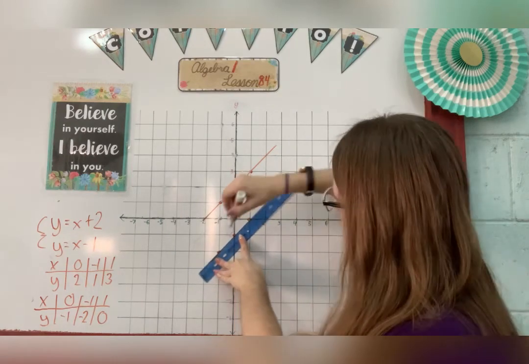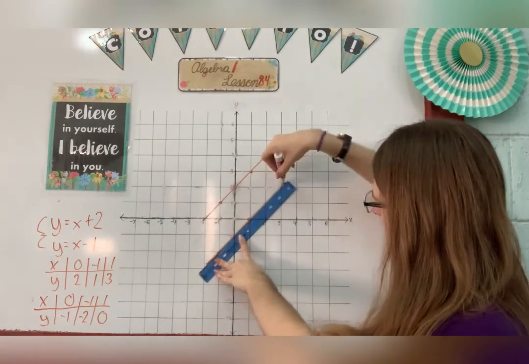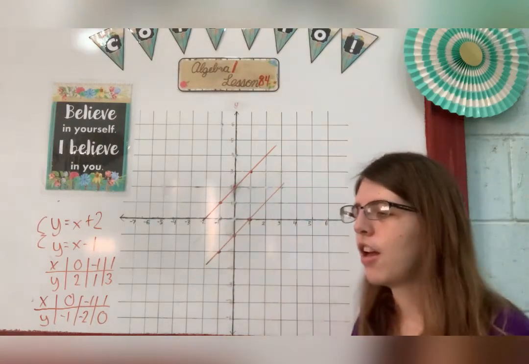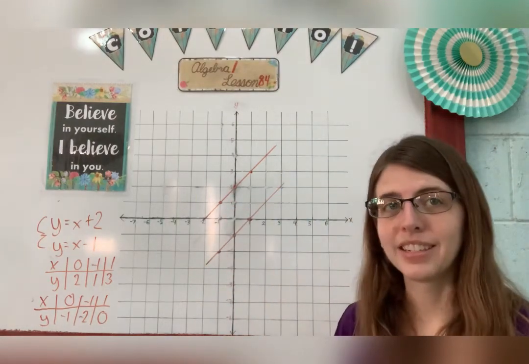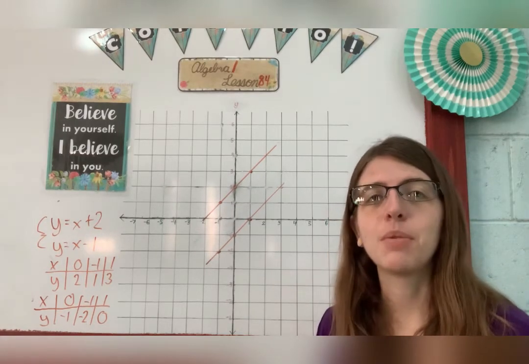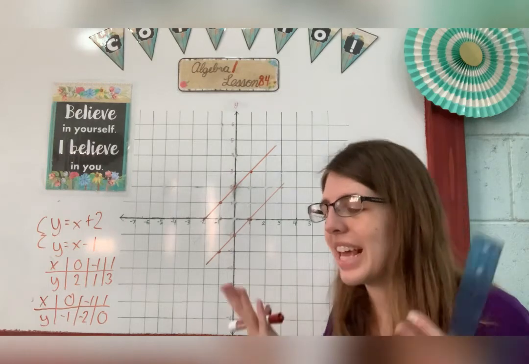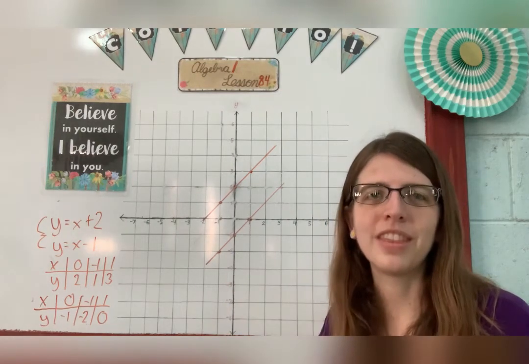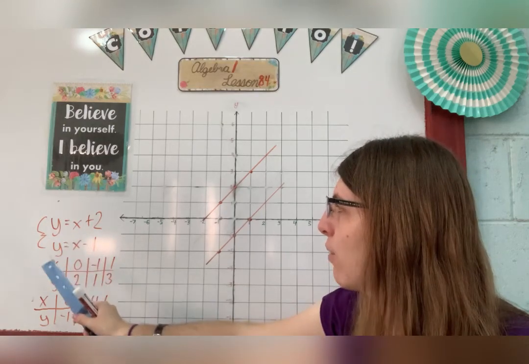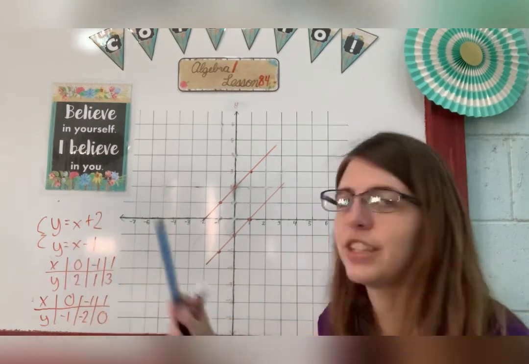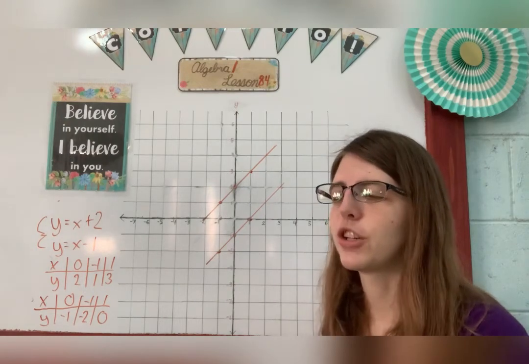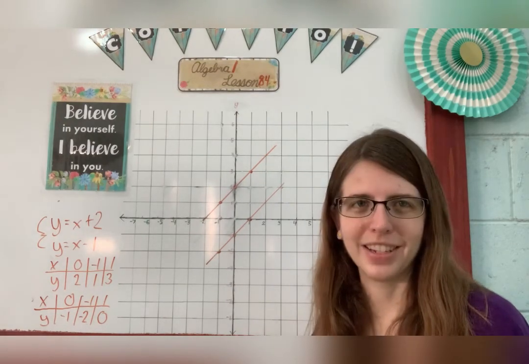Interesting. Notice when I draw my line, these lines are parallel. Are they ever going to intersect? No, they're not. So because they will never intersect, there is no solution to these graphs. No number will satisfy both this equation and this equation at the same time. Okay, I want you to go ahead and pause your video now and do your practice.